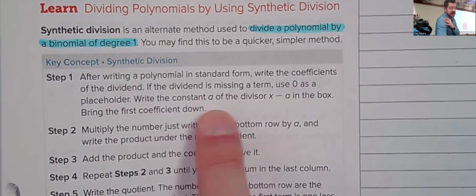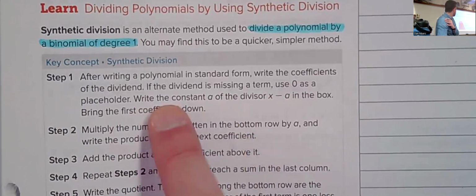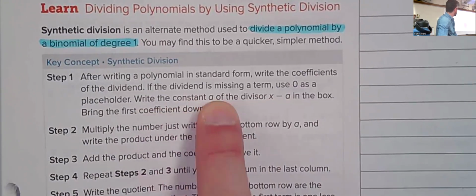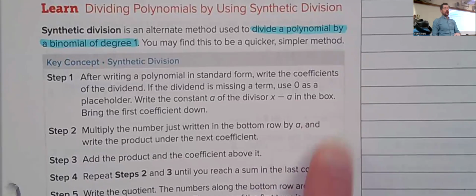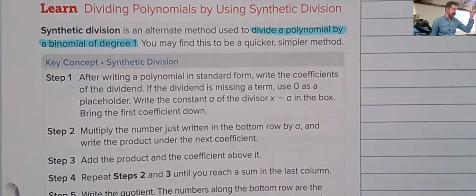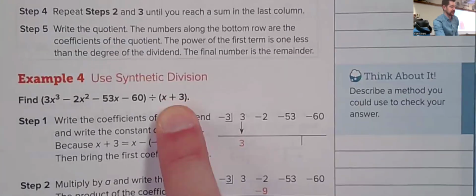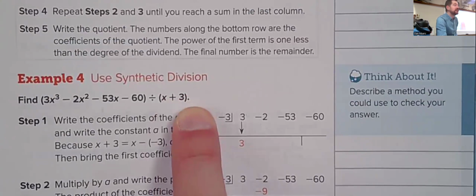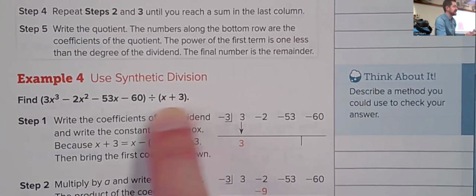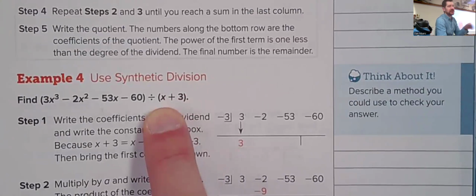Write the constant A of the divisor x minus A in the box. Basically what that means is with your single degree binomial that is being divided right here, this is your divisor. The value of A here is 3. And basically what we're doing is we're figuring out what value of x inside of here makes this set of parentheses equal to 0.